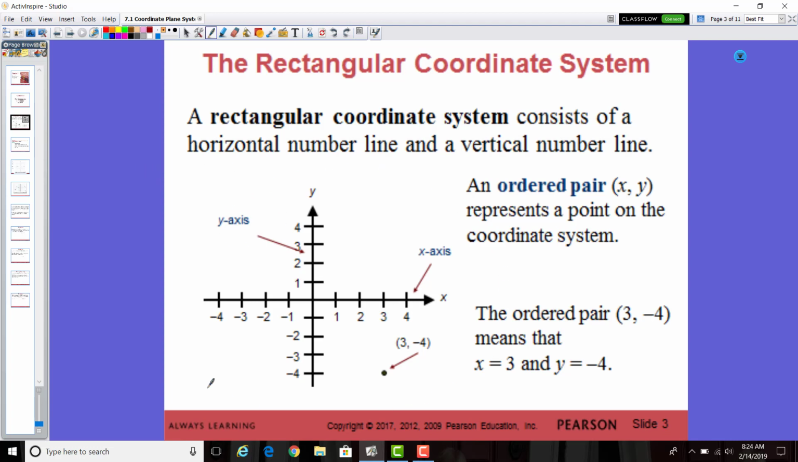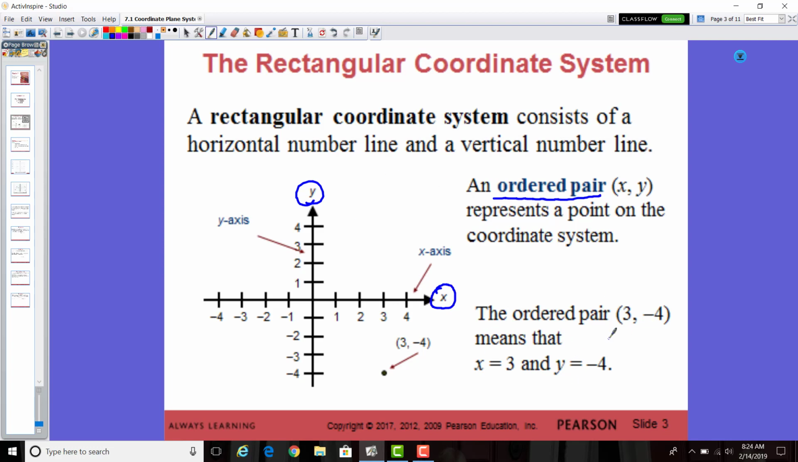Okay, this is the rectangular coordinate system right here. The definition of it is that it contains a horizontal number line and a vertical number line. Our horizontal number line is known as the x-axis. Our vertical number line is known as the y-axis. So our y's go up and down, our x's go side to side. There are an unlimited, infinite amount of points that sit in this rectangular coordinate system. Each point is called an ordered pair. We name an ordered pair by where it is sitting according to the x values on the x-axis and then the y values on the vertical y-axis.